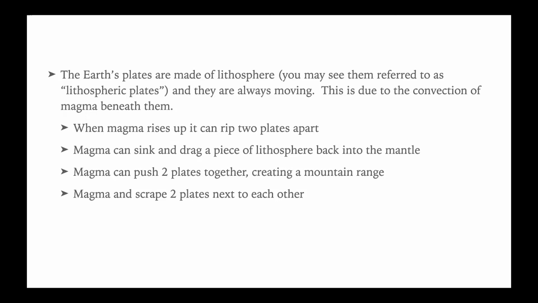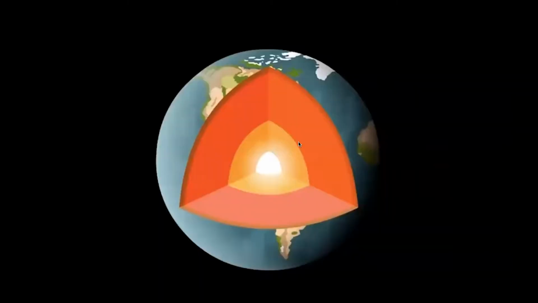These 4 bullets here, you don't need to write them down yet. I just want to kind of establish that these exist, and then we'll get into more depth. But magma can rip them apart. Magma can sink and then drag them down back into the mantle. Magma can actually cause them to go together. And then magma can have them move basically in opposite directions right next to each other. So to summarize all that, here's a video to kind of drive that point home.